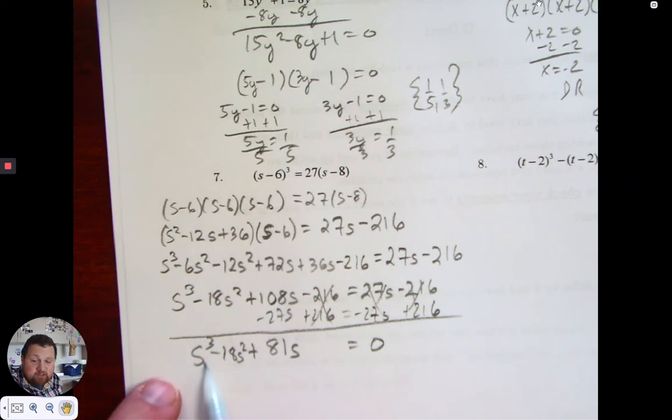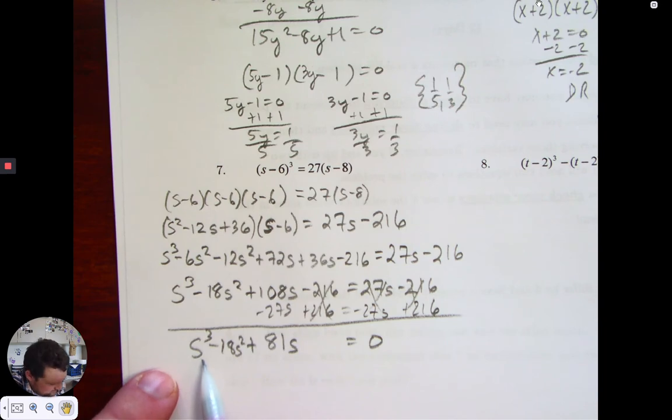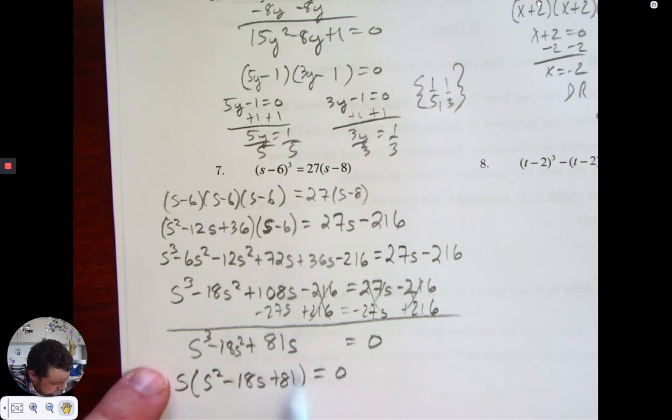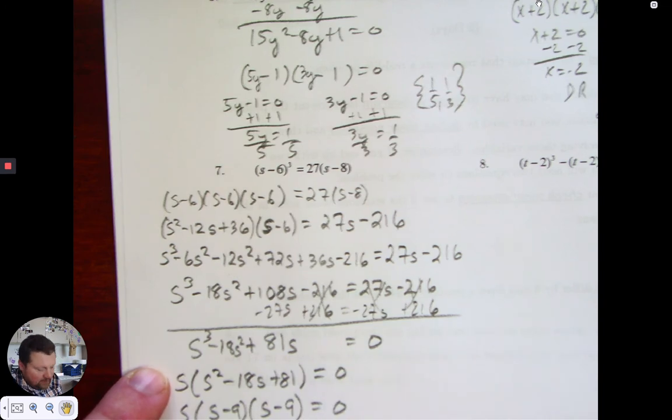Now we can factor out an s before we do anything else. So this is just s times s squared minus 18s plus 81 equals 0. Here, this is a perfect square trinomial. So this is going to be s times s minus 9 times s minus 9 equals 0. So either s equals 0 or s minus 9 has to equal 0. We just have to remember that that's a double root, so we'll need to make note of that.